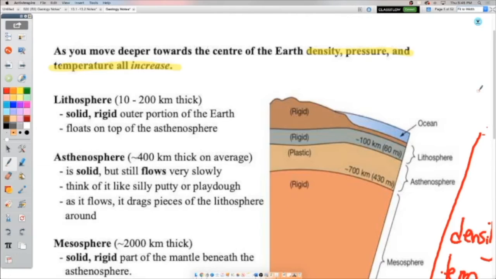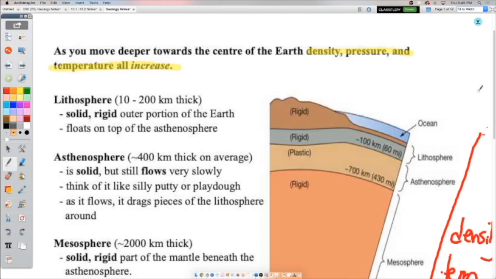Right? So what you just saw in the video, why did they organize themselves into layers? Well, it was all based on density. So the more dense stuff is on the bottom and the less dense stuff is on the top, right? That's why a boat or a piece of wood floats. It's less dense than the water, but a rock sinks because it's more dense than the water.